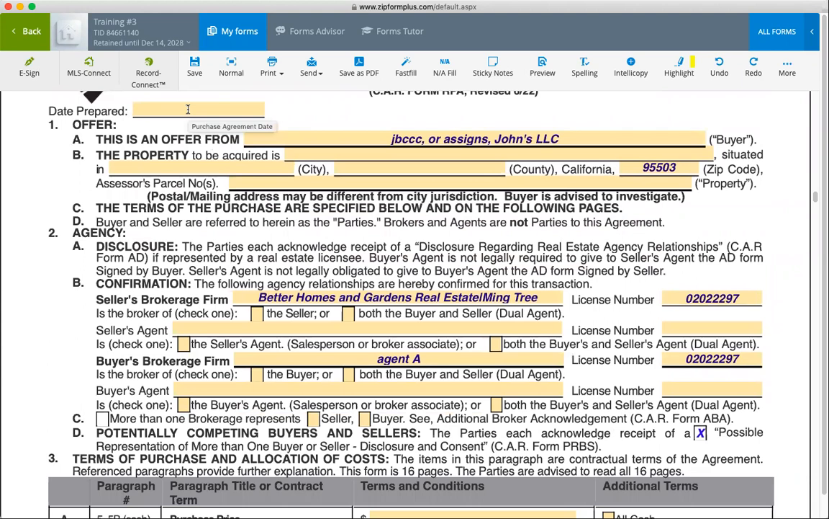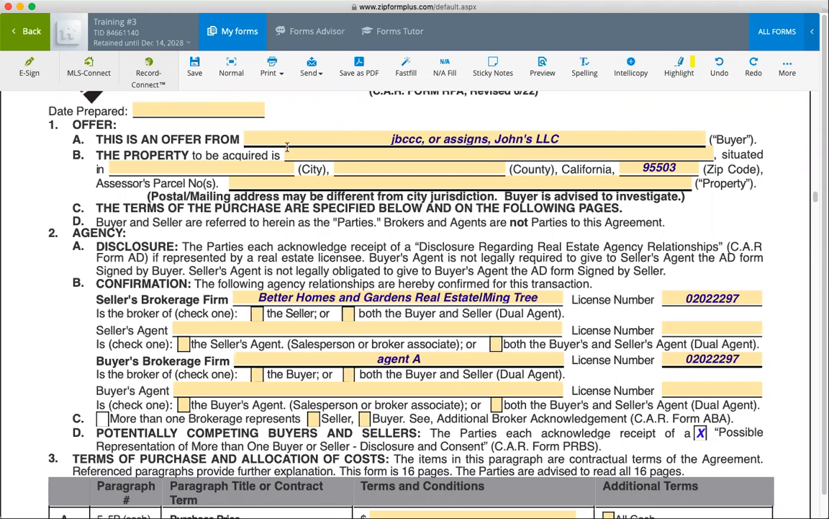So it starts with the date prepared. This isn't the date of the contract. It's just a reference date. It's the date it's prepared. You might refer to that date in a counteroffer or another addendum and things like that. But otherwise, it's just a reference date for when you actually prepared the offer.